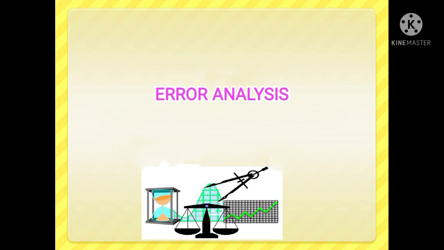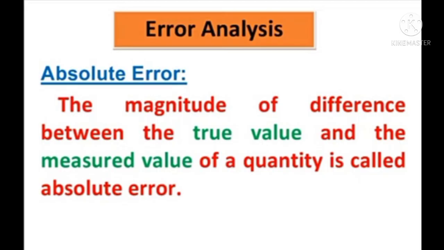In this error analysis, we have four types. The first one is absolute error. The magnitude of difference between the true value and the measured value of a quantity is called absolute error.